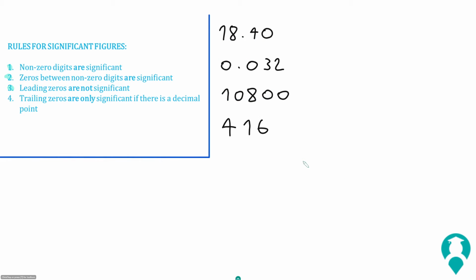This time, I'd like for you to pause the video and to try and attempt to figure out how many significant figures these numbers are given to. Once you've given that a go, unpause the video and we'll go through it together.